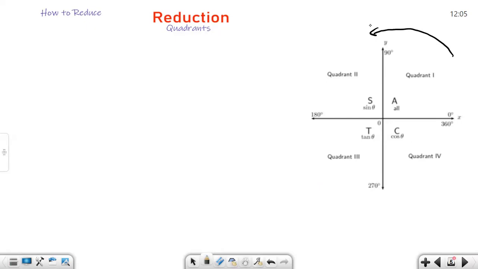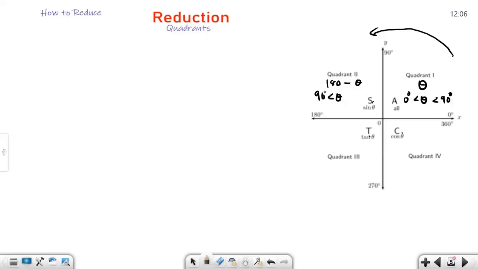In the first quadrant, that's where we have all. All students take coffee. I'm kidding. Here theta is between 0 degrees and 90 degrees. And in the second quadrant, what is the reduction? 180 minus theta. But I'm going to show you how to use a calculator.